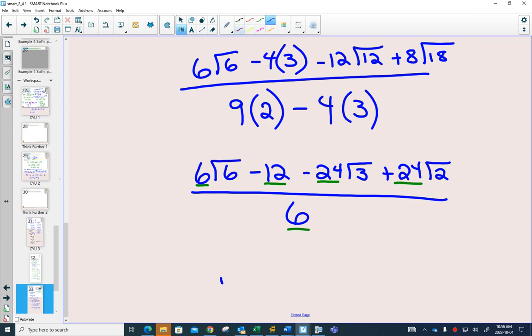That would leave me with just root 6. That would leave me with minus 2. Here, minus 4 of these. And plus 4 of those.